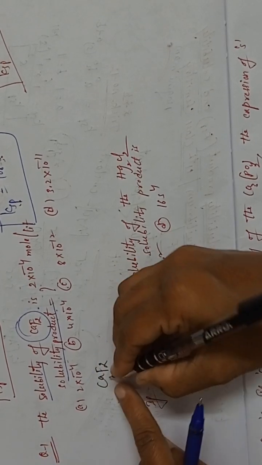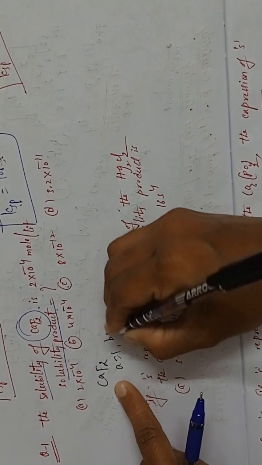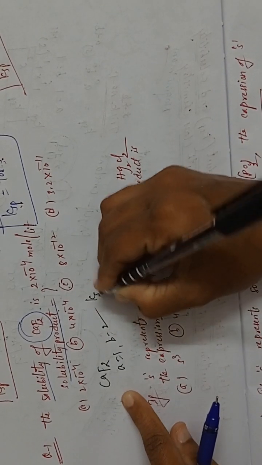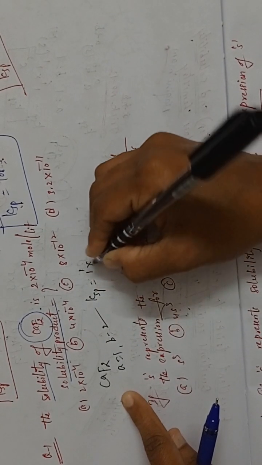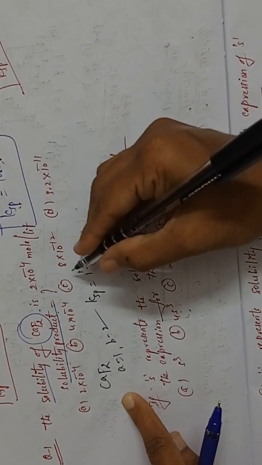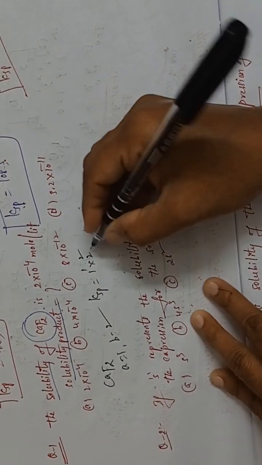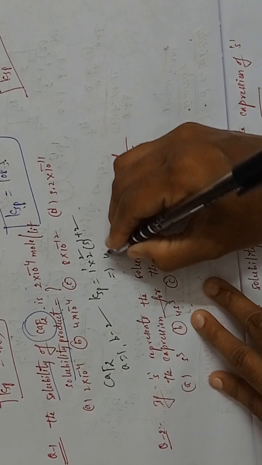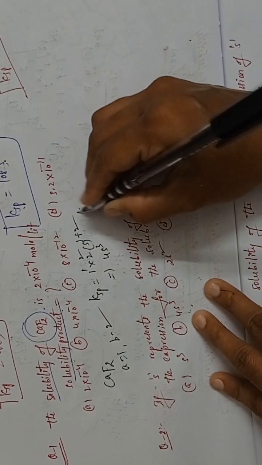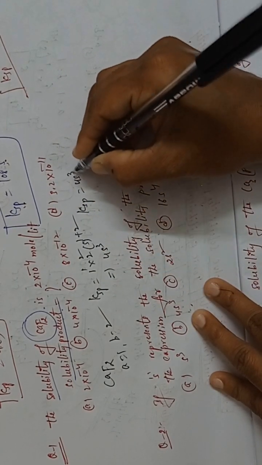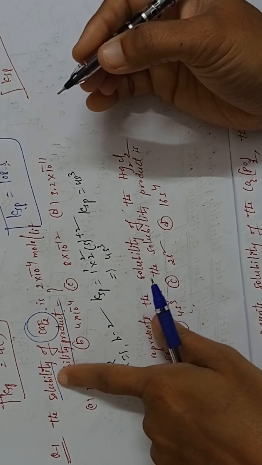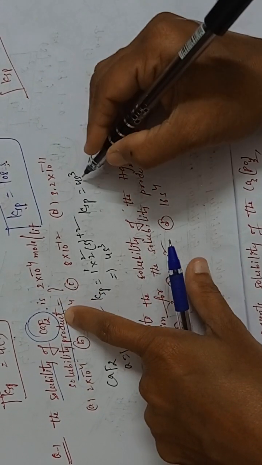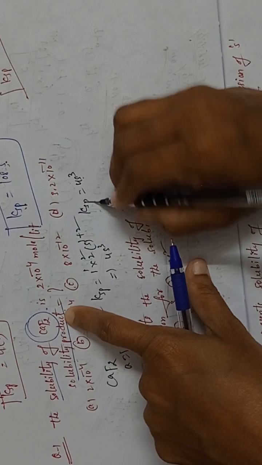For CaF2, calcium A is equal to 1, B is equal to 2, correct? Now what is the solubility product constant? A power A, 1 power 1, into B power B, 2 square, into S to the power of 1 plus 2, that is A plus B. Are you following? Then how much will you get here? 4S cube. So KSP is equal to 4S cube. Here what is given? Solubility is given, solubility product is asked. So the solubility value is given, KSP is asked.